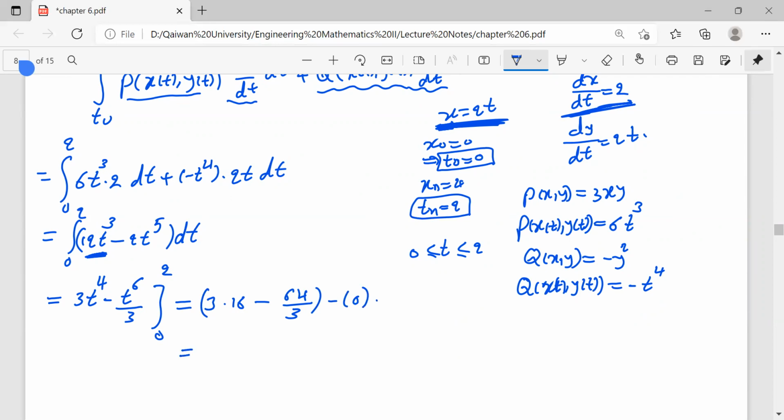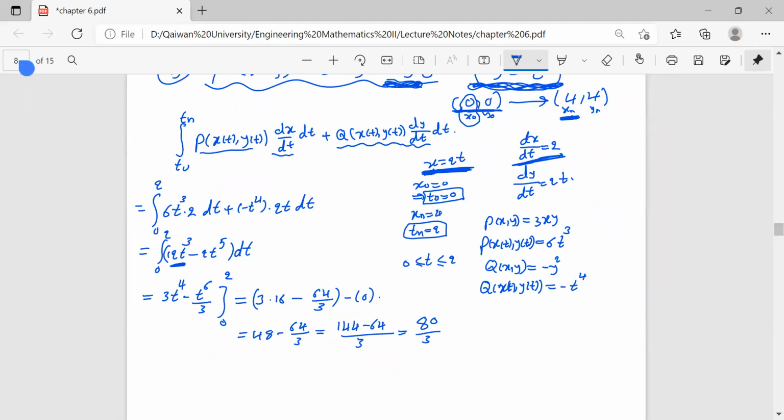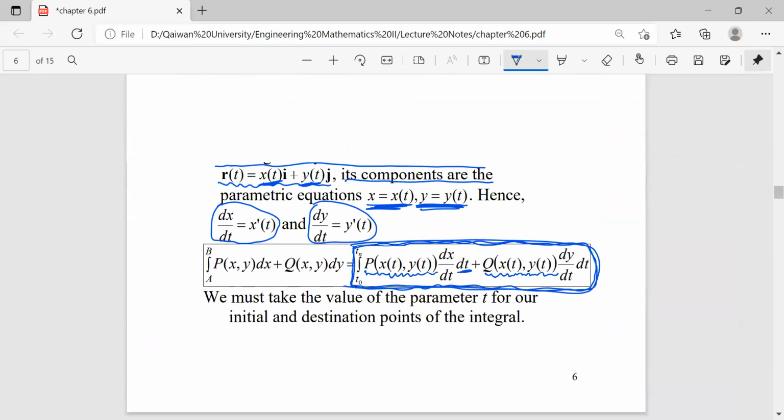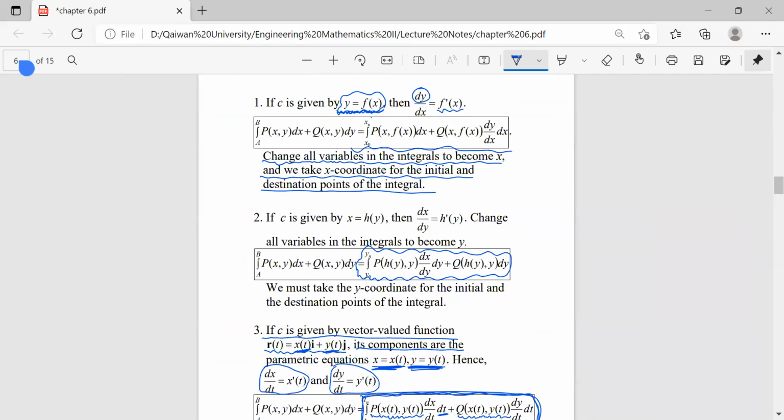This equals 3 times 16, which is 48, minus 64 over 3. This equals 3 times 48, which is 144. We find a common denominator, and this equals 80 over 3. It's 26.66 like that. This is the line integral for the second example. It's easy if you just know the rules here. We just use these 3 rules.